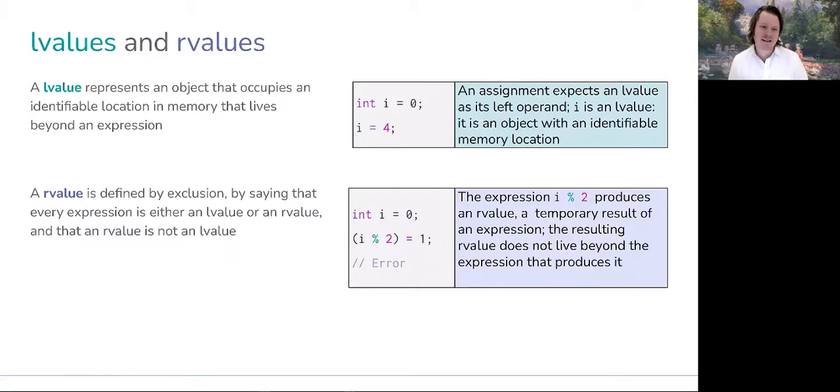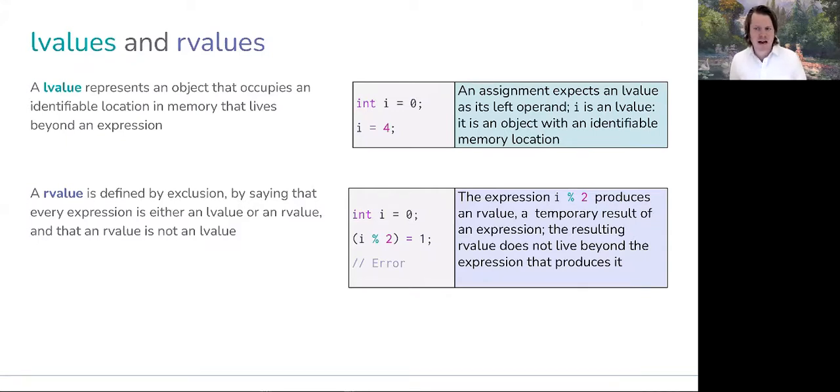Now let's contrast this with an rvalue. An rvalue is defined by exclusion: every expression is either an lvalue or an rvalue, and an rvalue is not an lvalue. The easiest way to think about this is that an rvalue is typically associated with temporary objects. Let's look at the example on the right for the rvalue case, which is actually going to result in an error. We initialize i with 0, and then attempt to assign the integer value 1 to i % 2. The expression i % 2 produces an rvalue, a temporary object storing the result of that expression. The resulting rvalue does not live beyond the expression that produced it. So it's there and then it's gone, in a flash.